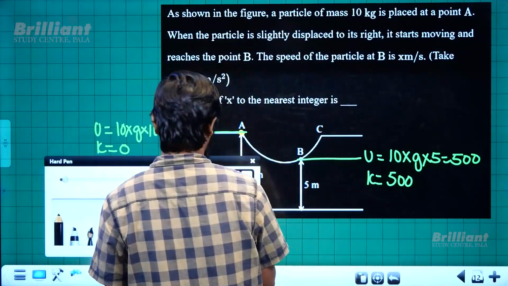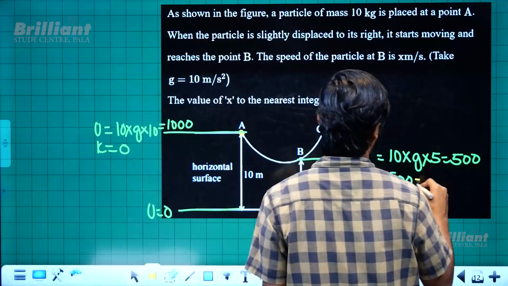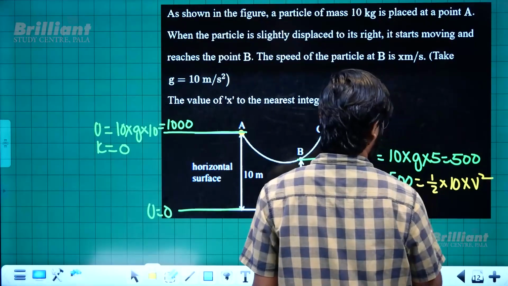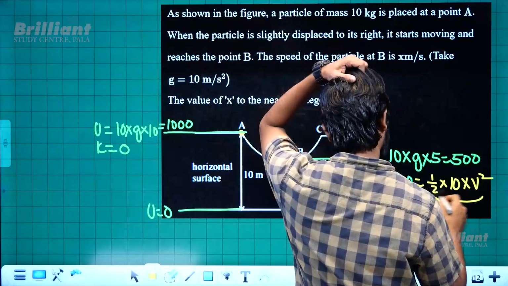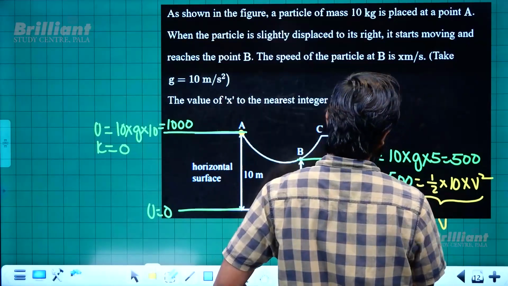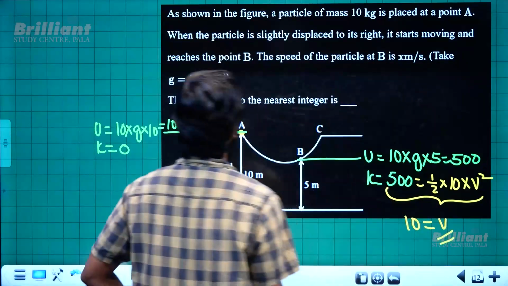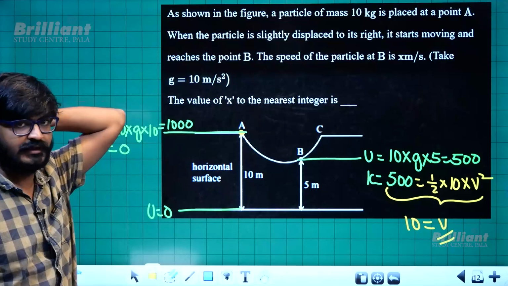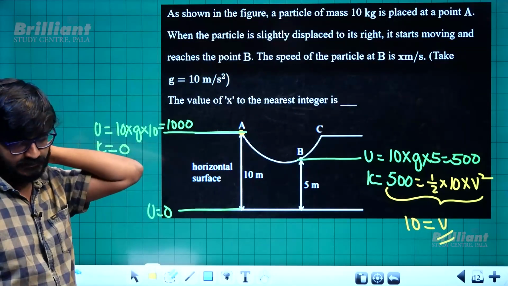So what is the speed? Half m v square is 500. So from here you will be getting v equals to 10. Yes, v equals to 10, right? So conservation of mechanical energy we are doing because work done by the only other force, normal, is 0.